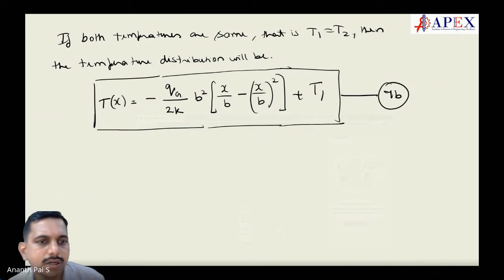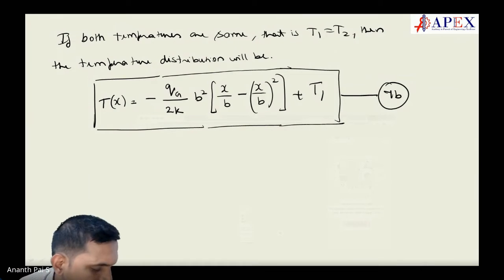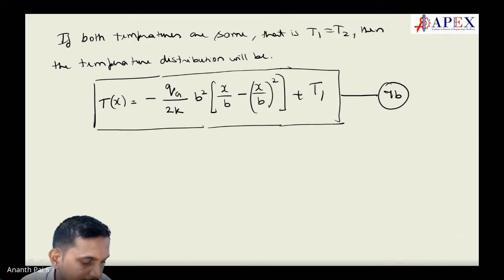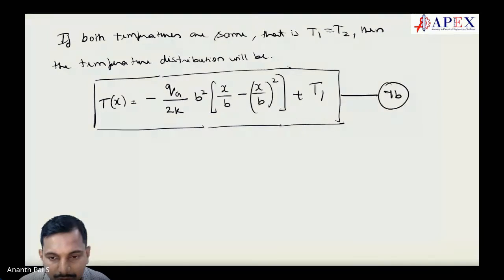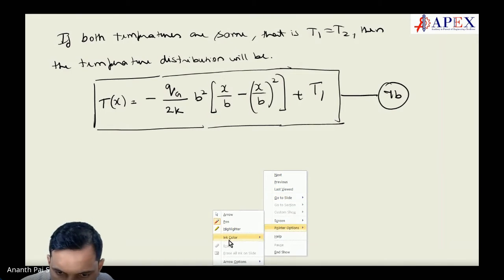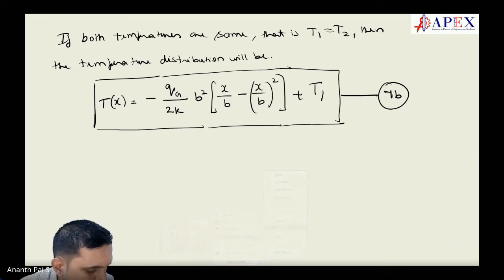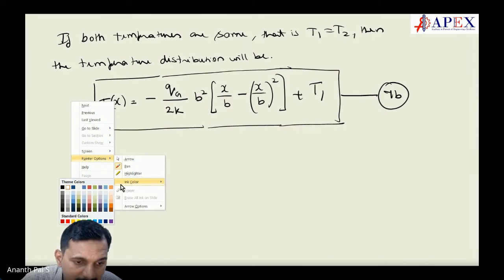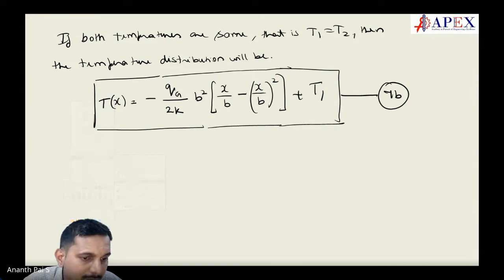This was when both the walls are at the same temperature. This is the temperature distribution with heat generation. This is one of the things. Now with this, what is the maximum temperature is important. This is T of x, is it not? Where is the maximum temperature and what is the maximum temperature is important, right? So what is the maximum temperature?